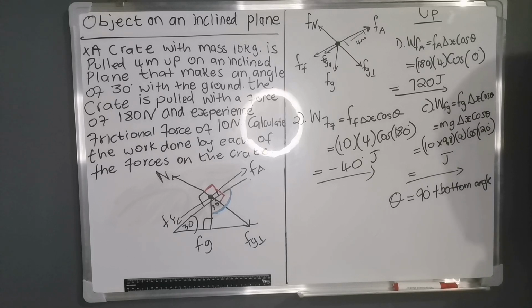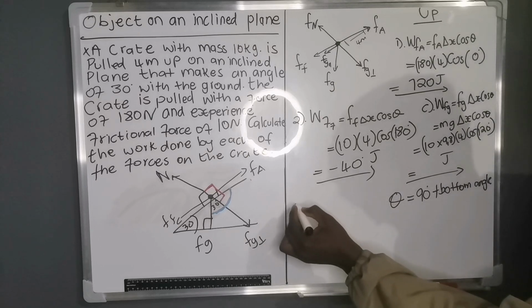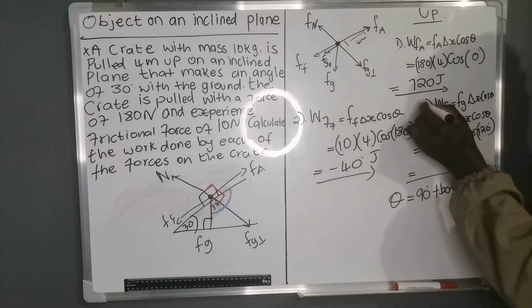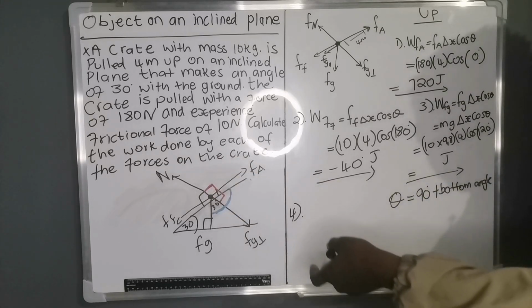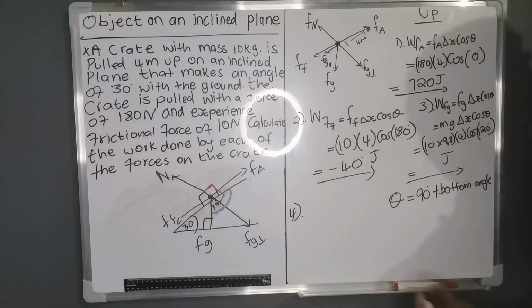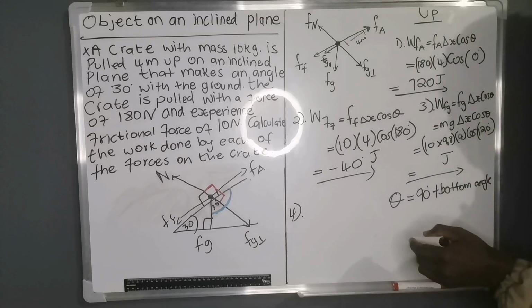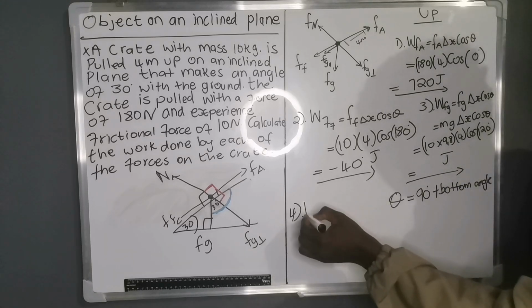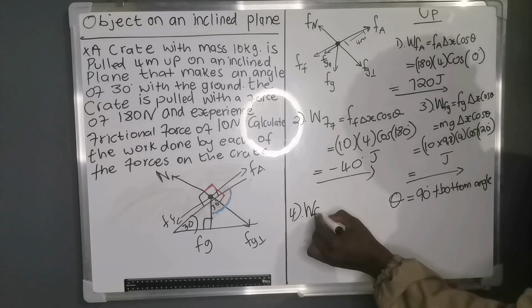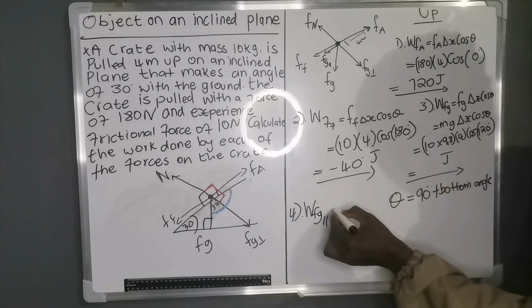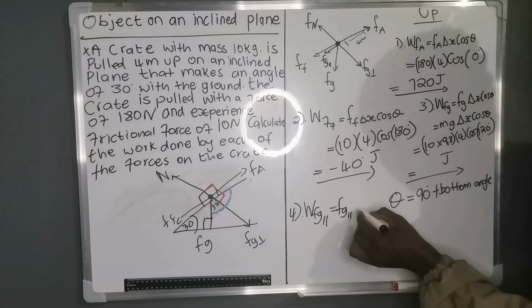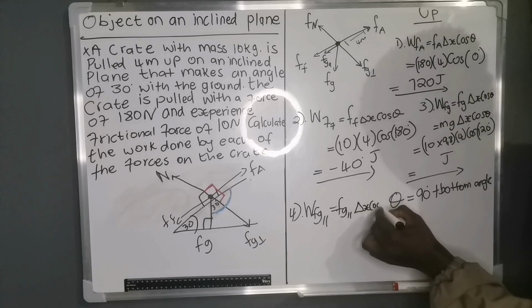Then number three, it is work done. I think it's number 1, 2, 3, number 4, the last one again, because the work done by the normal force and Fg perpendicular is going to be 0, obviously, because it's going to be cos 90 if you put theta there. Then number 4 is the work done by Fg parallel. I'm just going to show you how you calculate it. So it's Fg parallel times displacement times cos theta.